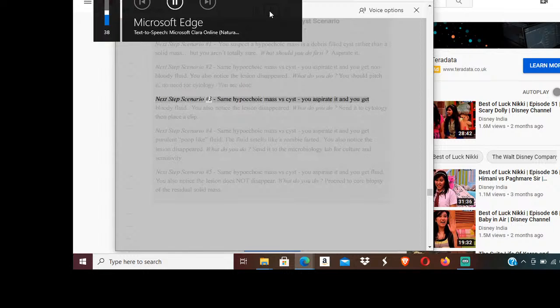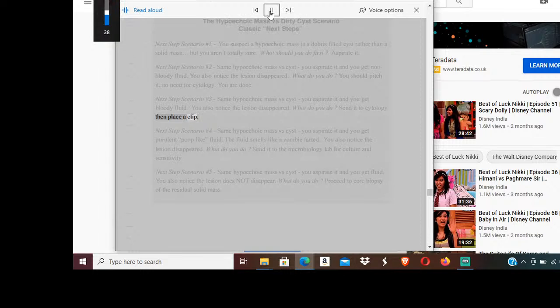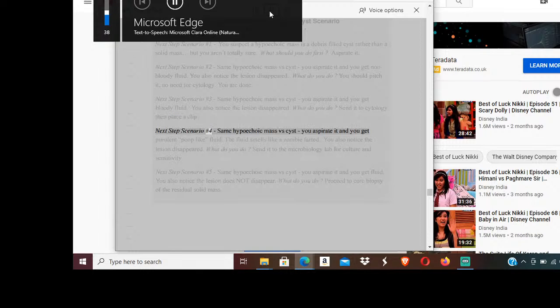Next step scenario 3, same hypoechoic mass vs cyst, you aspirate it, and you get bloody fluid. You also notice the lesion disappeared. What do you do? Send it to cytology, then place a clip. Next step scenario number 4, same hypoechoic mass vs cyst, you aspirate it, and you get purulent, poop-like fluid. The fluid smells like a zombie farted. You also notice the lesion disappeared. What do you do? Send it to the microbiology lab for culture and sensitivity.